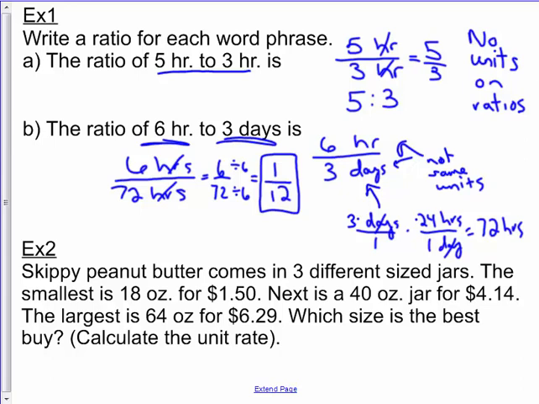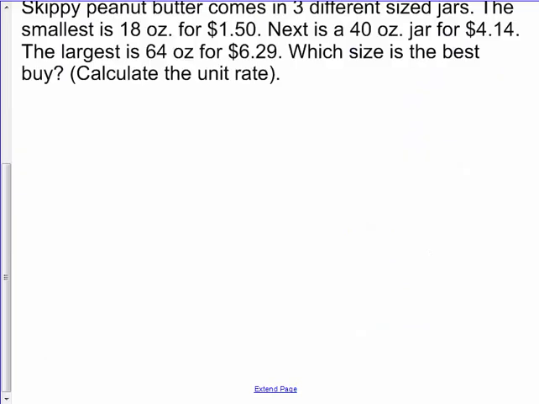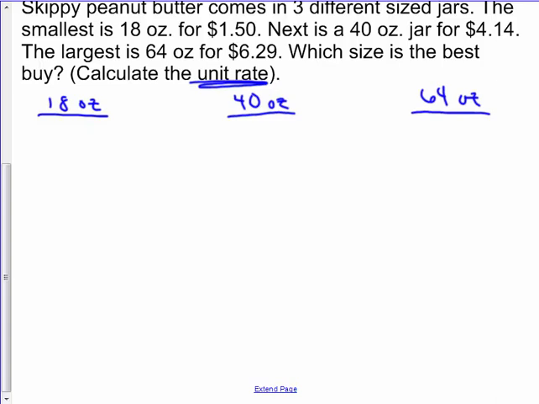In example 2, we have a rate here, right? We have two quantities. We have a price and an amount, so price and ounces here. So this would be considered a rate. One of the things that we do quite a bit, and that you'll see in grocery stores, is a price per ounce. The unit rate, it's called. So we're going to look at our 3 different jars of peanut butter, the 18 ounce, the 40 ounce, and the 64 ounce. And we're going to figure out which would be the best price per ounce, the lowest price for us.